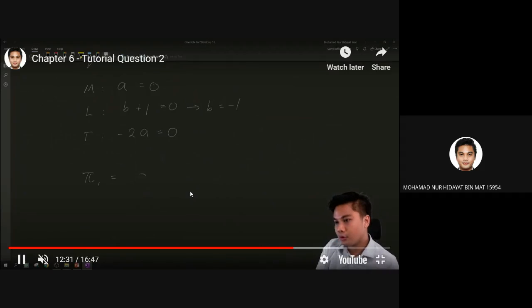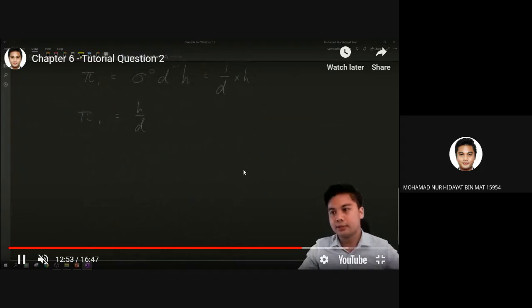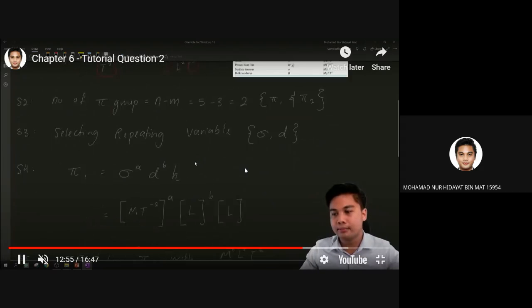So the pi 1 here refers to sigma to the power of A, d to the power of B. Remember, the power of A is 0 and the power of B is -1. So you rearrange the equation, you will get H over diameter. That is pi number 1. All right.